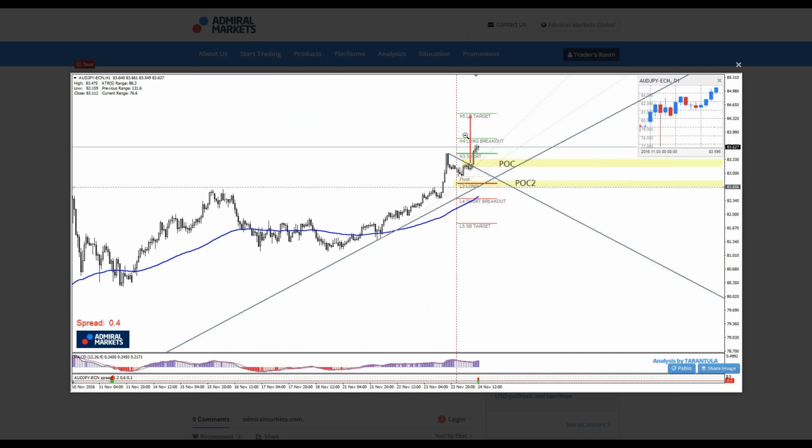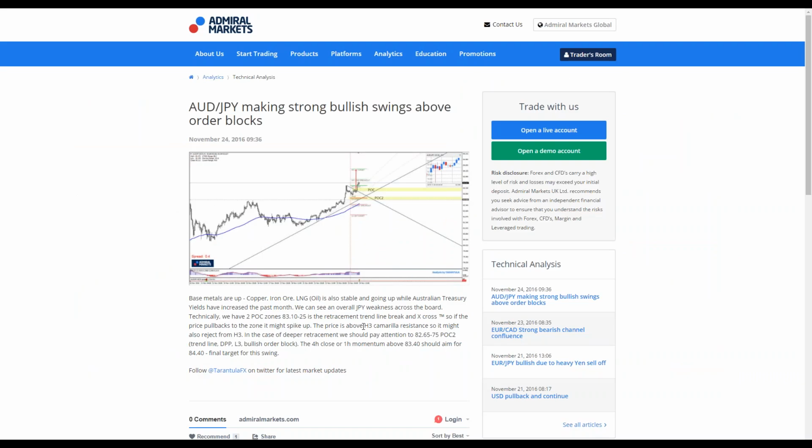So here, I said if it drops below here at 83.33, you can make an entry. If you fail, there is another chance here at POC2. But also I said here, okay, that a 4-hour close or 1 hour momentum above 83.40 should aim for 84.40. So here you could have made pips by trading with this queue that was explained here.